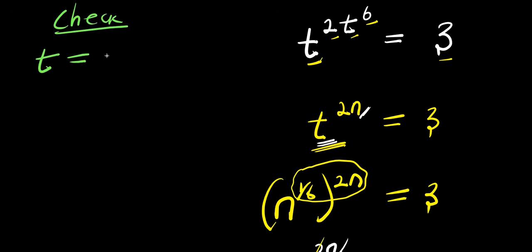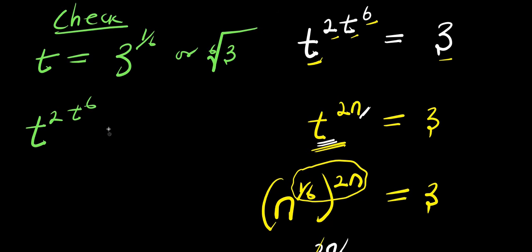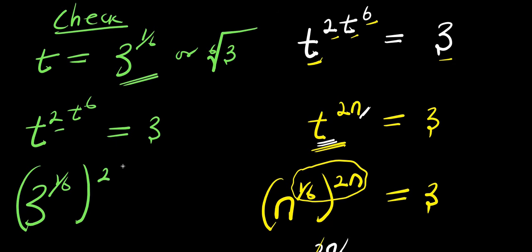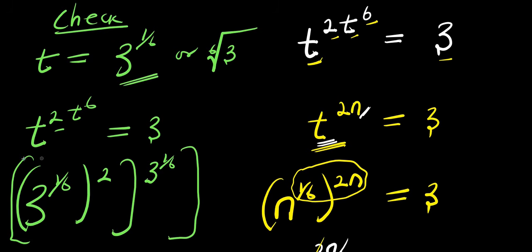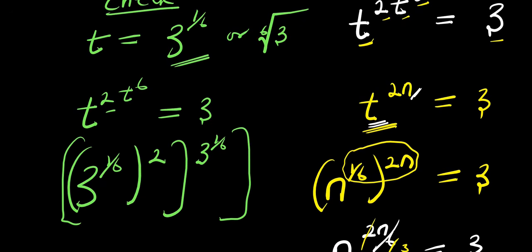And we have t equals 3 power 1 over 6, or the 6th root of 3. And the question remains t power 6 equals 3. We substitute this for t. 3 power 1 over 6 is raised to the power of 2, and this is raised to the power of t power 6 again, which is 3 power 1 over 6. And this obviously is raised to the power of 6. And this equals 3. Have you seen that?